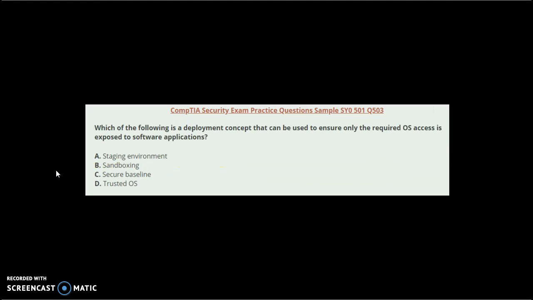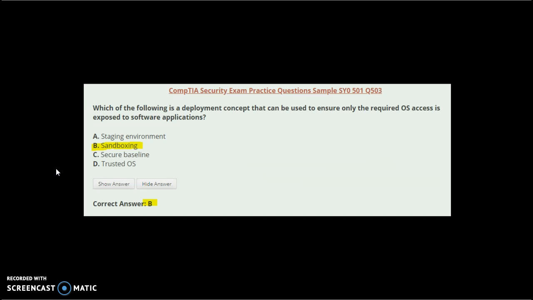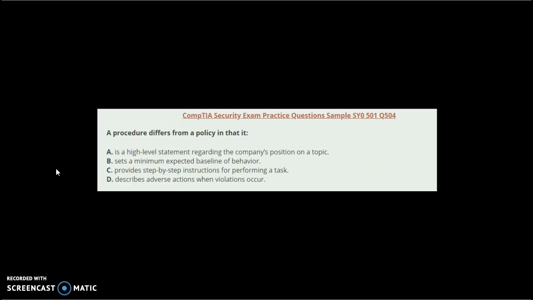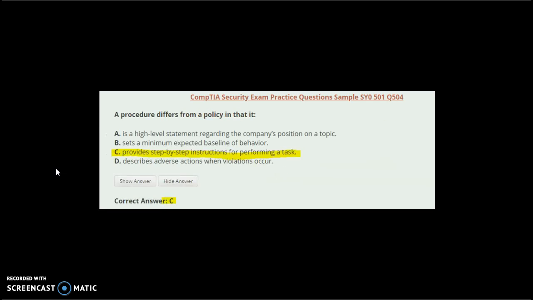Which of the following is a deployment concept that can be used to ensure only the required operating system access is exposed to the software applications? That is sandboxing. A procedure differs from a policy in that it provides step-by-step instructions for performing a task.